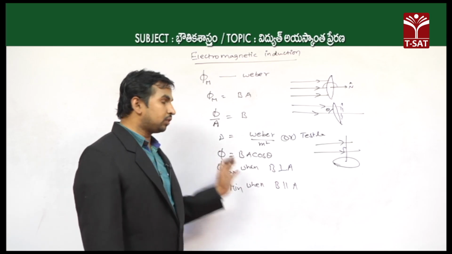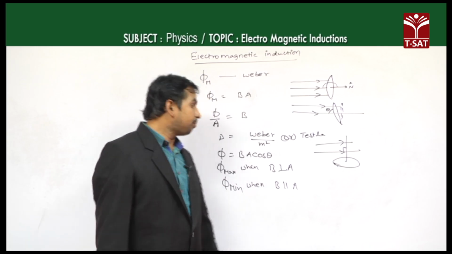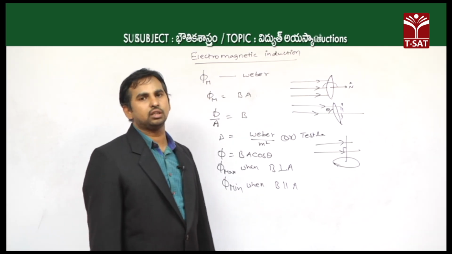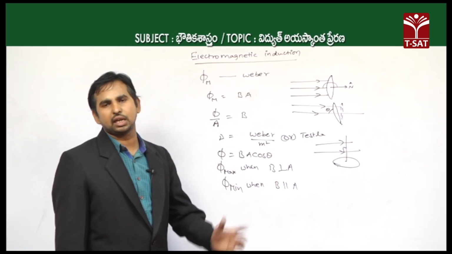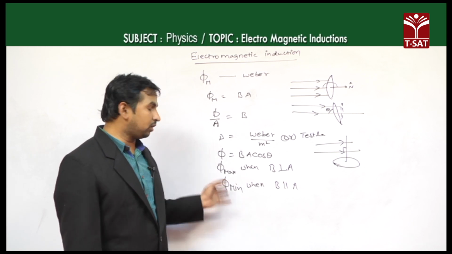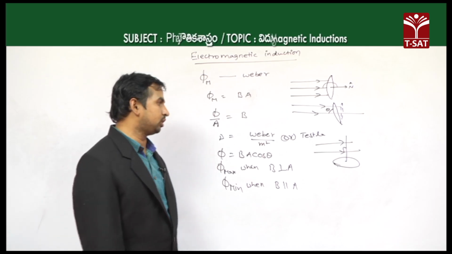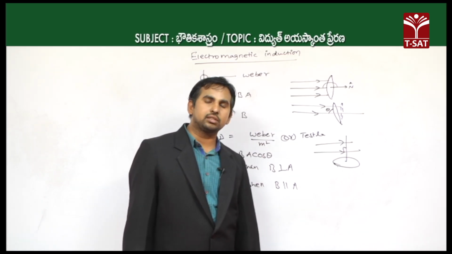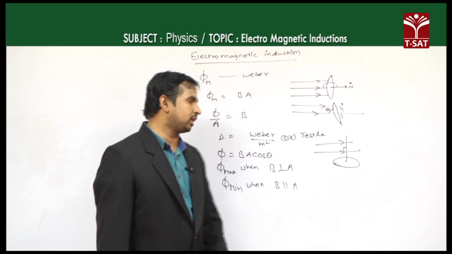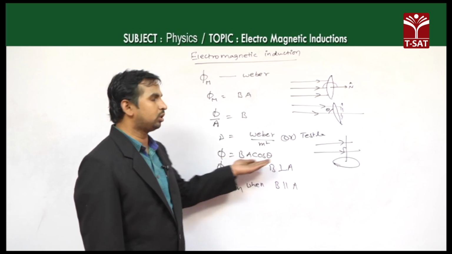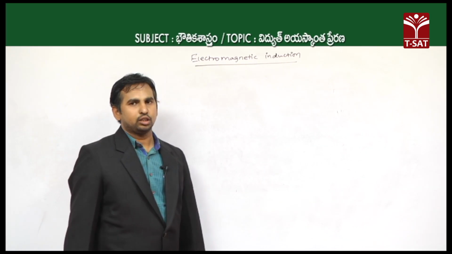And they ask about when we have maximum flux or minimum flux. We get maximum flux when the magnetic lines of force pass perpendicular to the area. And if the magnetic lines of force and the area of cross section are parallel to each other, we get the minimum flux. If you want to generalize the formula, the flux is given by phi is equal to BA cos theta. Now we will see the electromagnetic induction law.